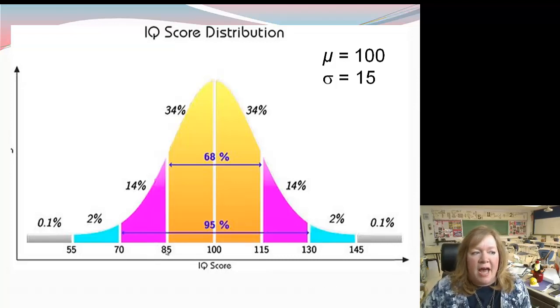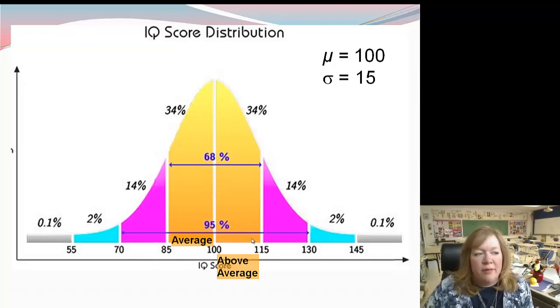So if we look here, average is within one standard deviation. They say this is your average intelligence. You'd have an IQ between 85 and 100. Above average would be between 100 and 115. I think I'm in that range, a little bit above average, but I'm just average like most people. And you see 68% of the population would fall into that range. 68% of the population would have an IQ between 85 and 115.